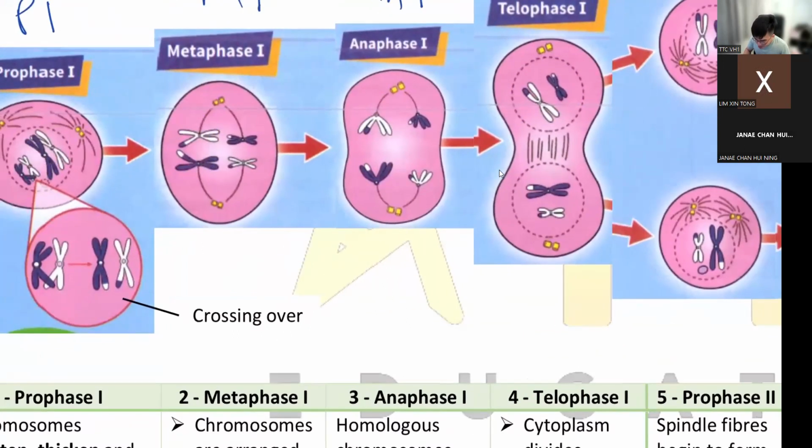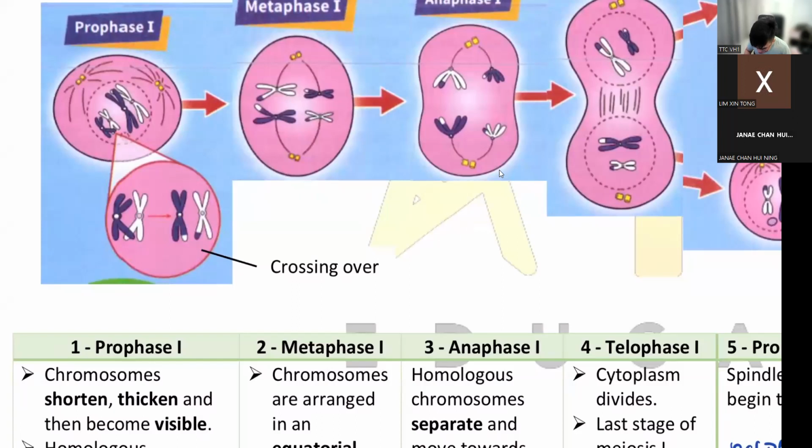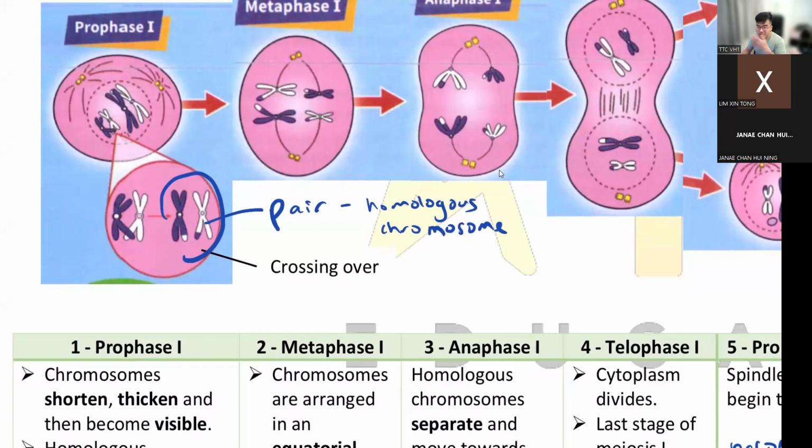So this pair, okay, please write down, we have a name for it. This pair, we call it homologous chromosome. Chromosome is one. Homologous means pair. We pair the chromosome. Homologous chromosome. That's the meaning of homologous chromosome.